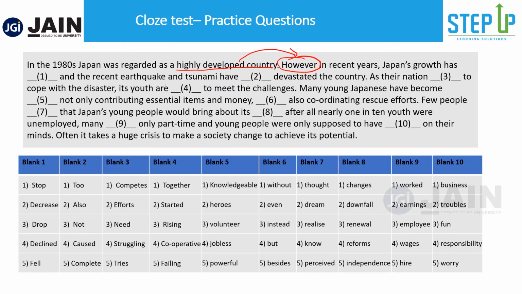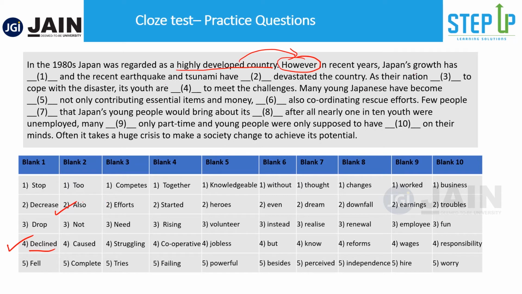Okay, Japan was highly developed. Japan's growth has recently stopped, no; decrease, drop, decline. Because you need a past tense also, therefore declined makes sense, right? So declined, and the recent earthquake and tsunami have, two: devastated, not caused, complete; have also. And the recent earthquake and tsunami have also devastated the country.